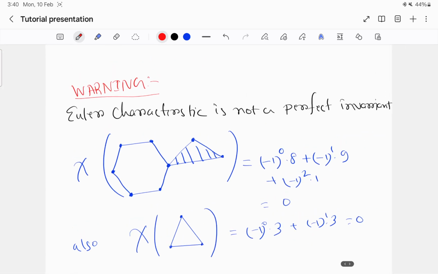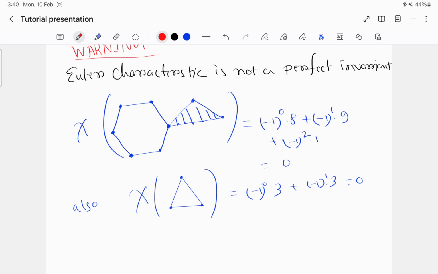But there is a warning. The Euler characteristic is not a perfect invariant. Here you can see two examples. Here you see one example: these are two geometric realizations of some simplicial complexes, and they are obviously not homeomorphic to each other. But you can see their Euler characteristics are the same, 0.